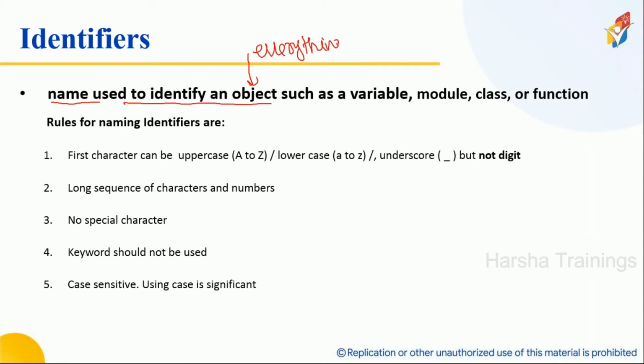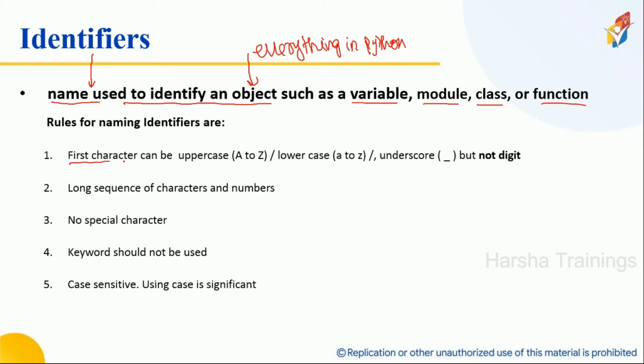Everything in Python is an object, such as variables, modules, classes, functions. Identifiers are simply called naming conventions. In order to provide naming conventions, we should follow some rules.